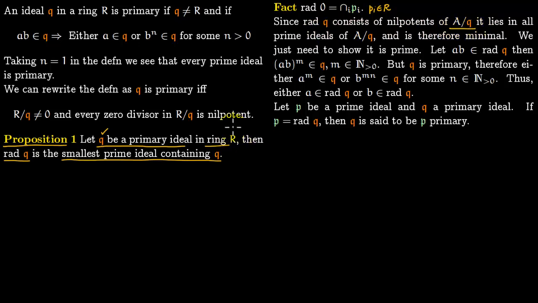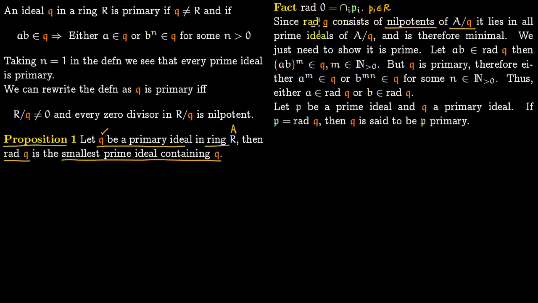So instead of R, we are considering this ring A. In this ring A modulo Q, the radical of Q will consist of all nilpotents, because any element here, you raise it to some power, it will end up lying in Q, the ideal Q, which is the zero of this ring. So therefore the radical of Q consists of nilpotents.